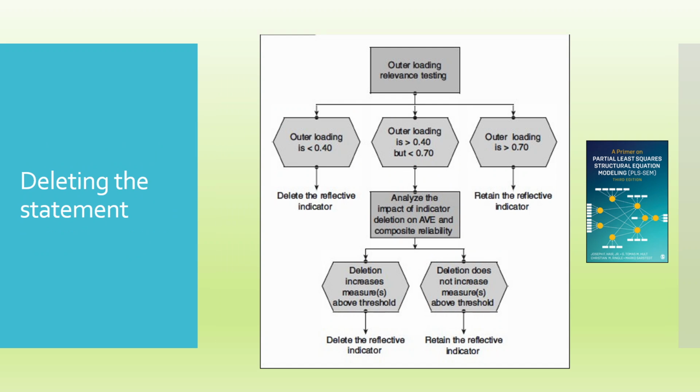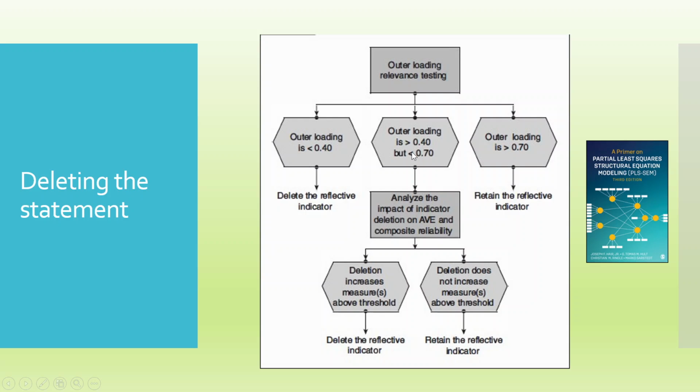What should I do? There is a method given for deleting a statement in this book. First of all, check the outer loading relevance testing. If outer loading is less than 0.5, delete the reflective indicator. If outer loading is more than 0.5 but less than 0.7, analyze the impact of indicator deletion on AVE and composite reliability. If outer loading is more than 0.7, retain the reflective indicator.